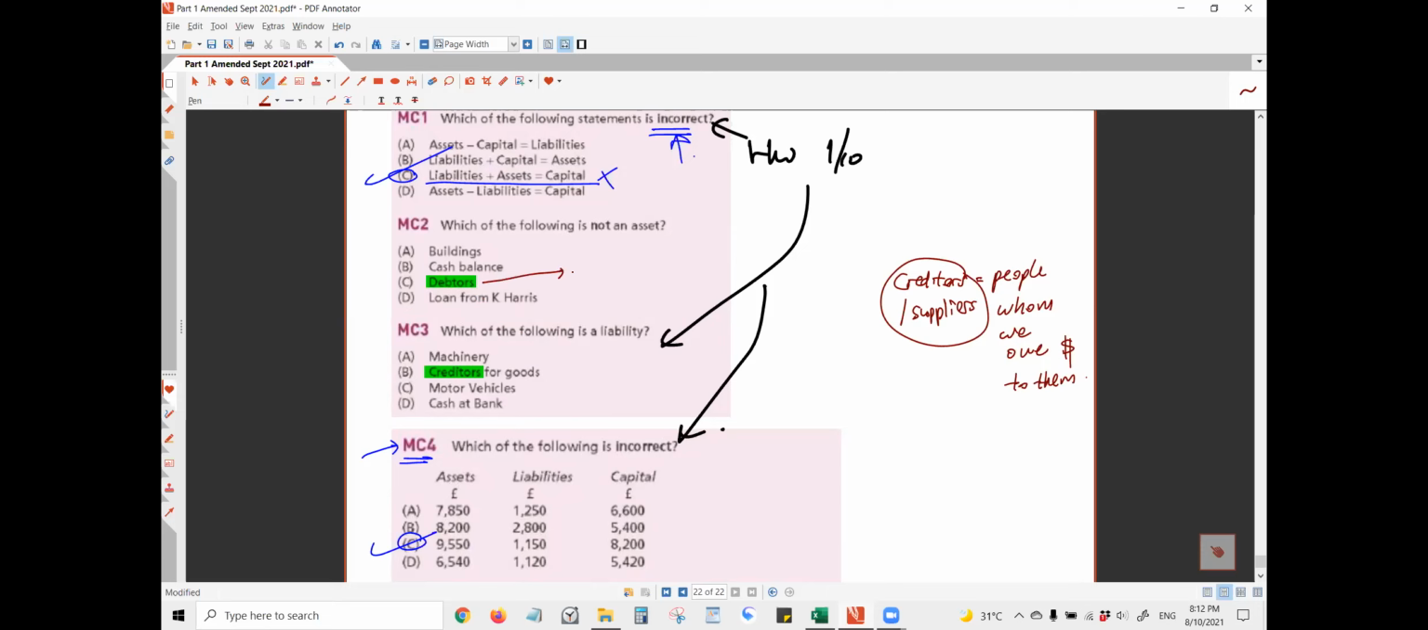Debtors, on the other hand, means customers who owe us money. Sorry, the handwriting is a bit ugly here. Customers who owe us money.